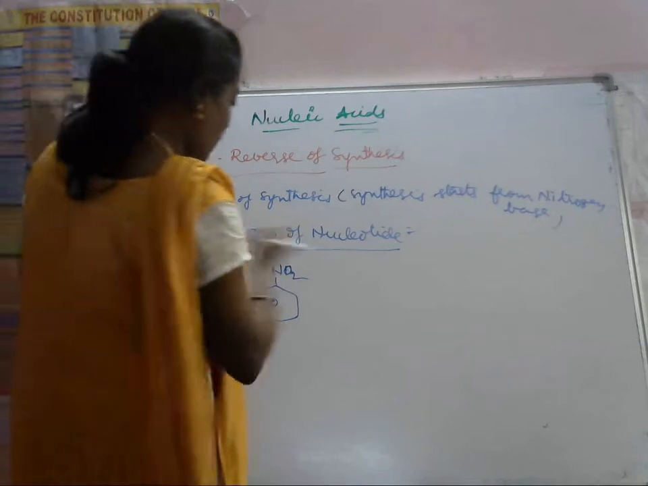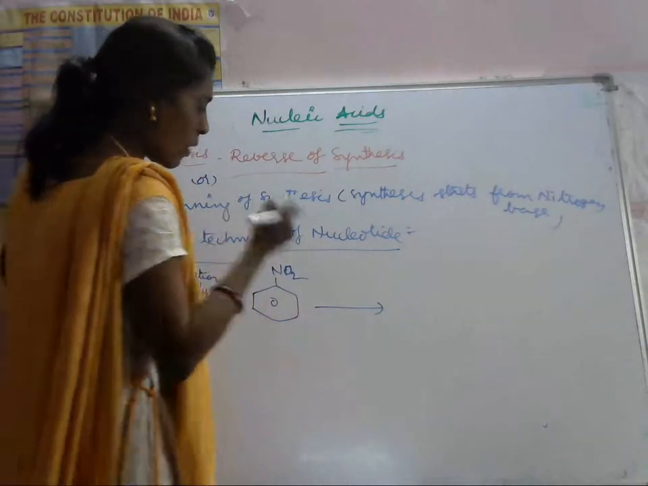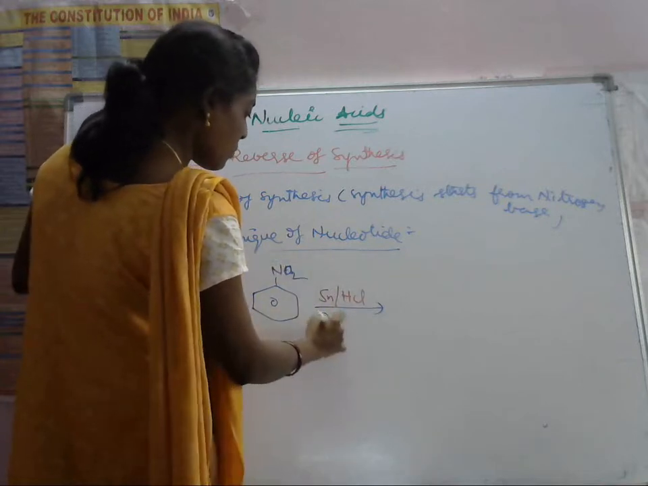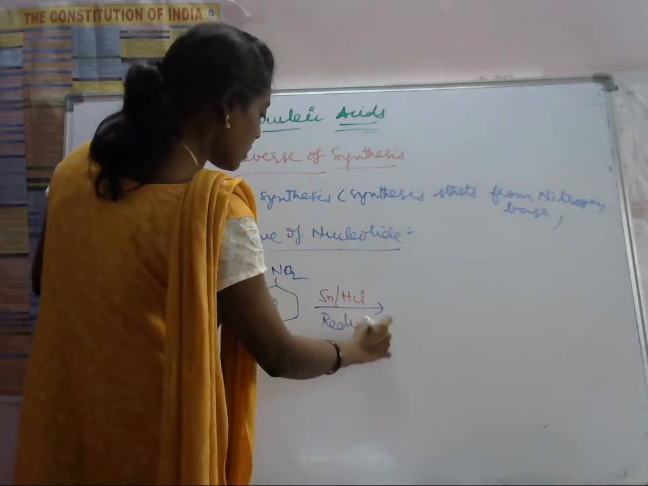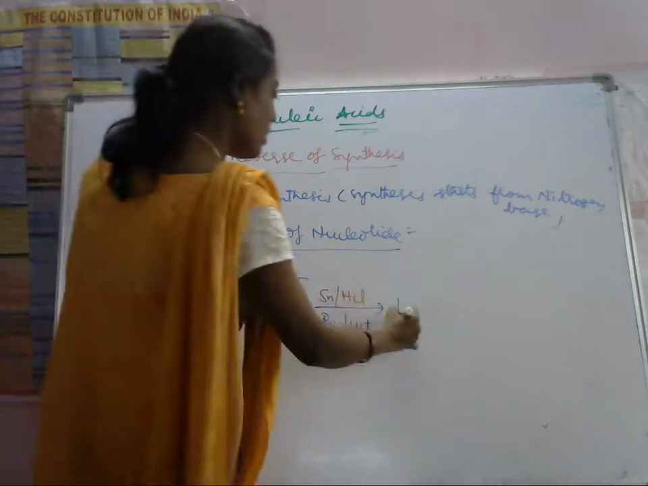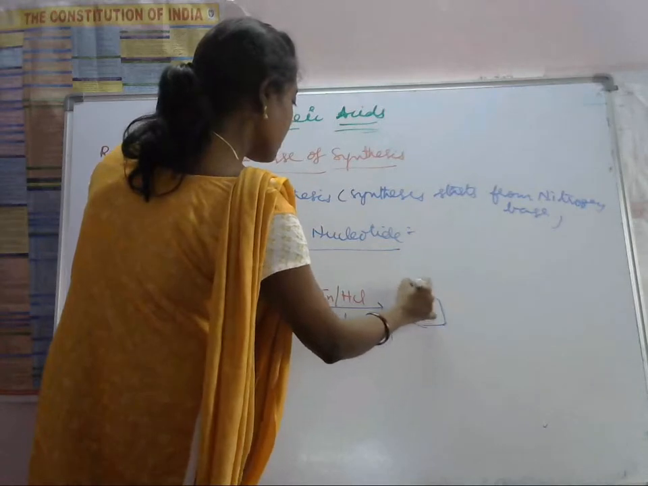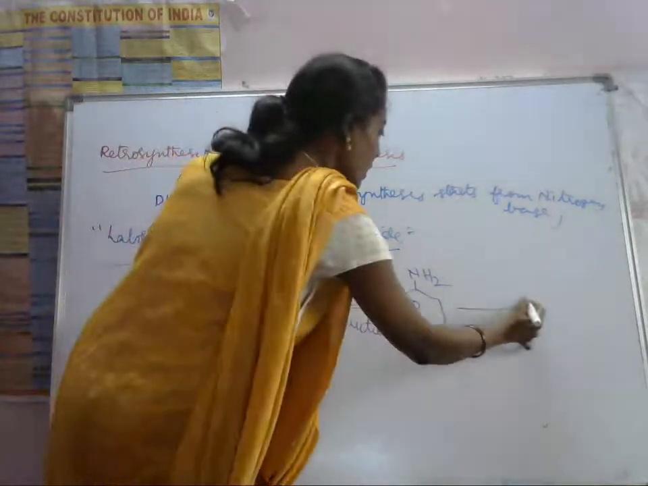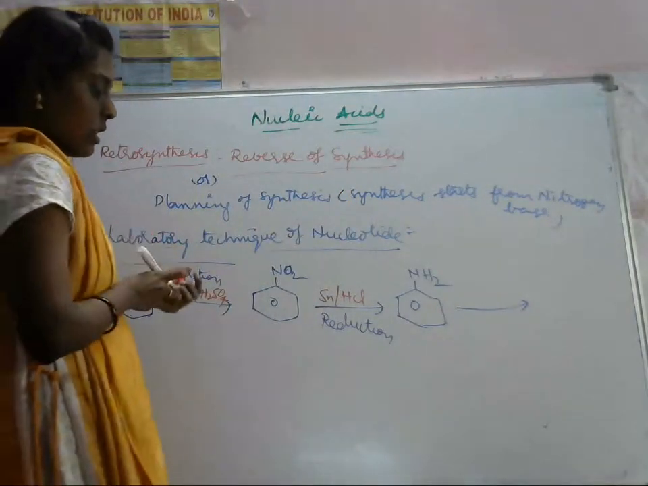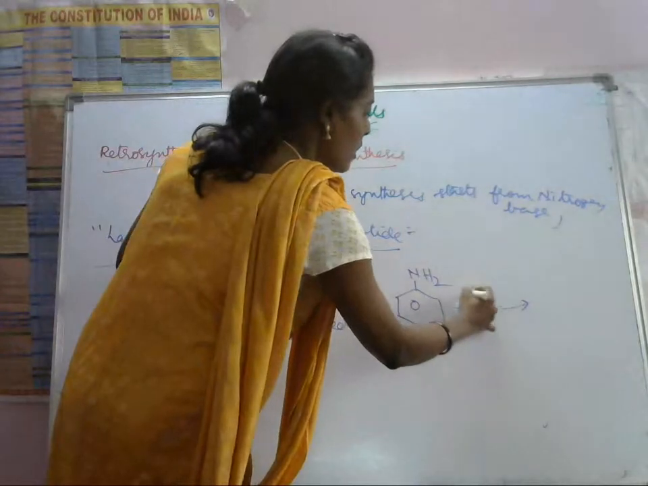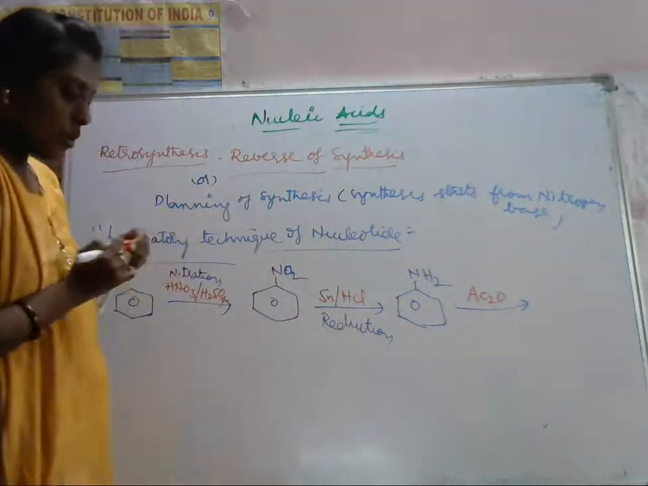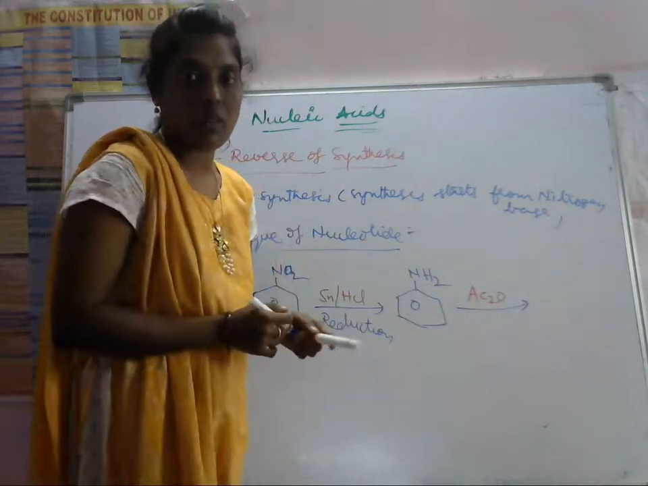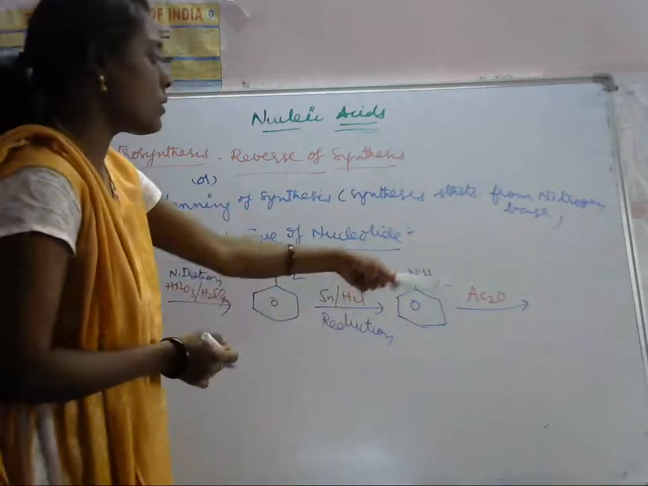If it undergoes reduction in presence of tin and HCl, this is called reduction. It means we have to reduce this one, and here we have to add NH2. If it is treated with acetic anhydride, one of the hydrogens is replaced with the Ac.